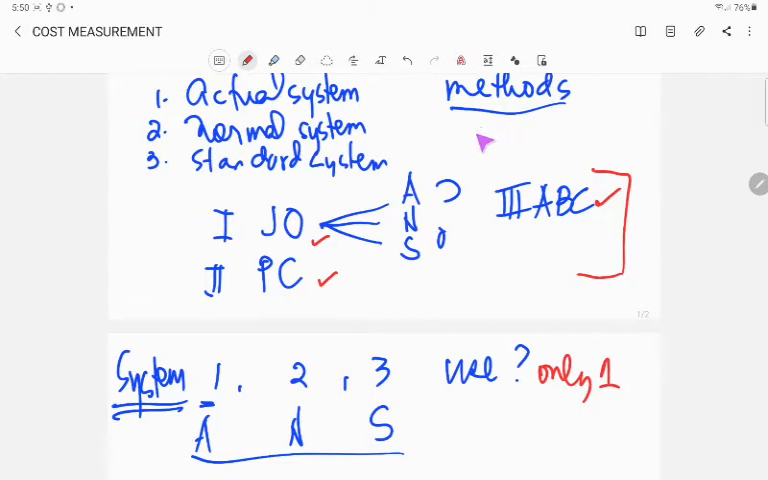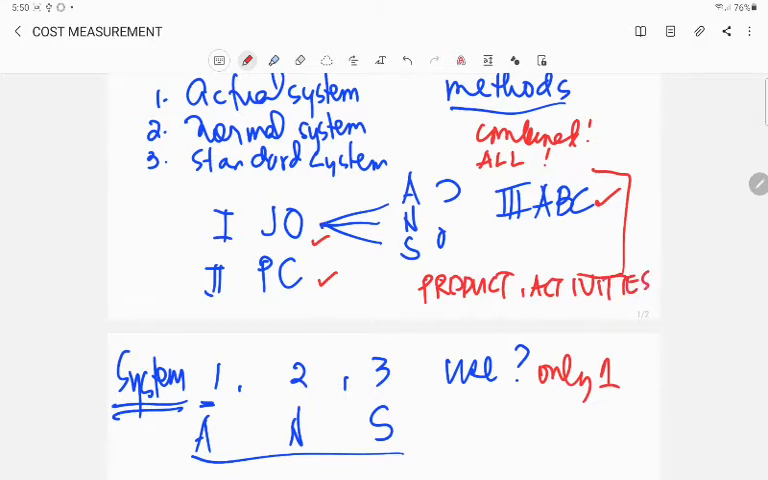Pero pag methods, pwedeng combine, or pwedeng all. Bakit? It will depend on the product, or it will depend on the activities. So, depende. Kaya pag halimbawa, job order ka, pag pinili mo na normal system ka, kasi madalas na ginagamit class ito, normal costing system. Mamaya i-differentiate natin yung component niya.